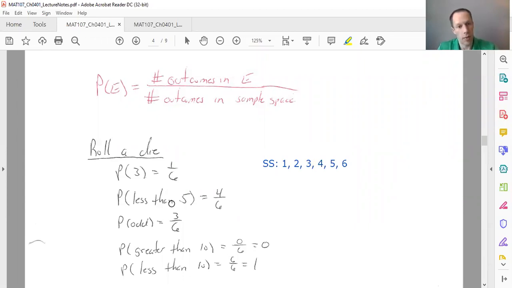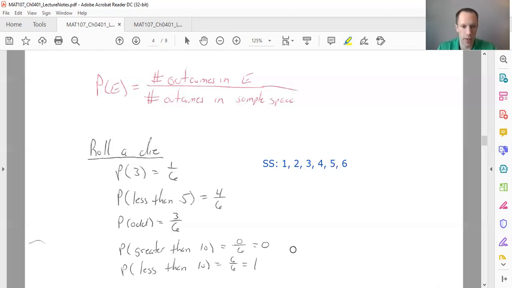If I said, what's the probability of getting a number less than 5, I would say, well, that could be 1, 2, 3, or 4. So there's 4 numbers that are less than 5, 4 numbers in the event, divided by the 6 outcomes in the sample space. If I said, what's the probability of getting an odd number? You would say 1, 3, 5. That's 3 numbers out of 6.